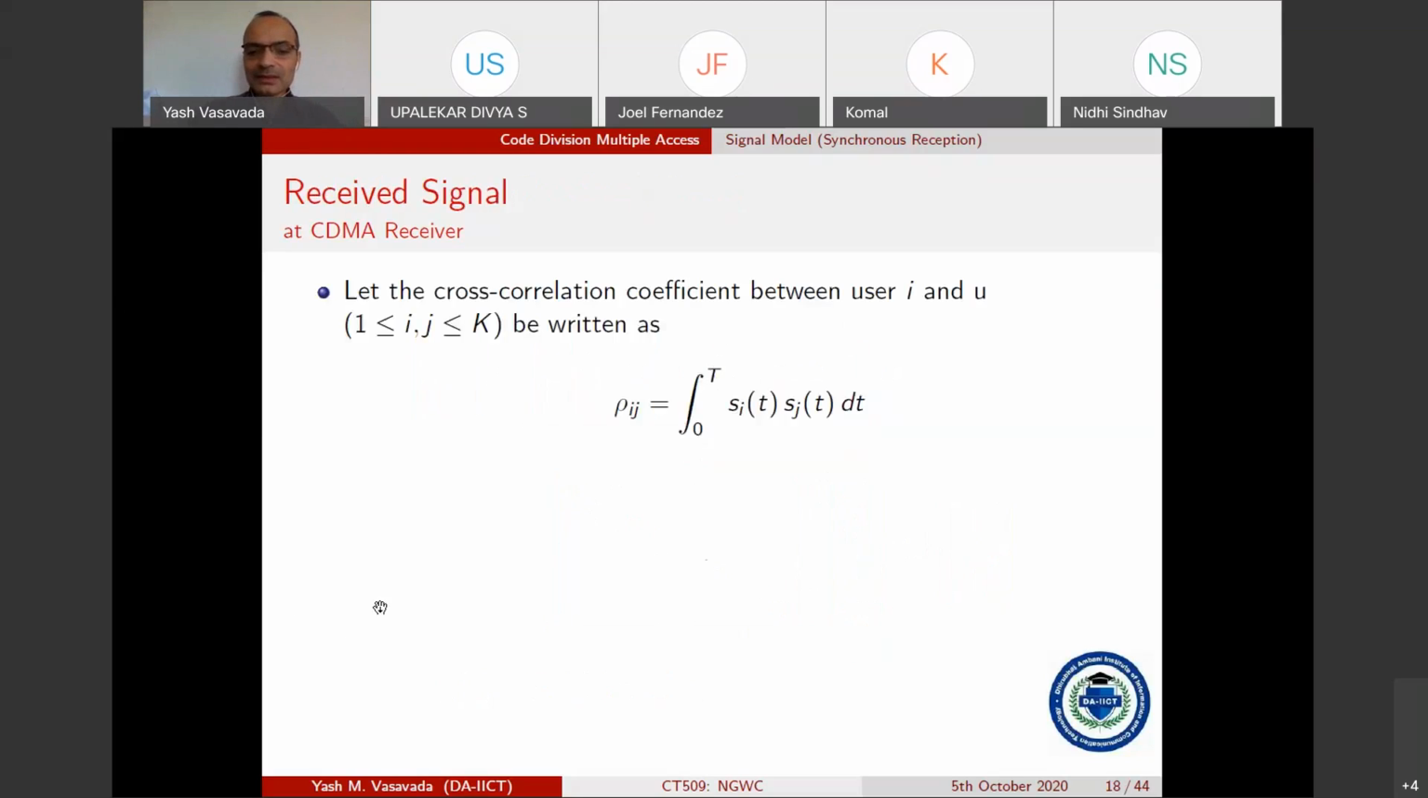Okay, so before doing that, remember we had defined this correlation matrix, R. So we will define a correlation matrix in case of CDMA also, whose individual elements are the correlation between ith and the jth signature sequence. And because the signature sequences are considered to be continuous time, we will have to do this integration.